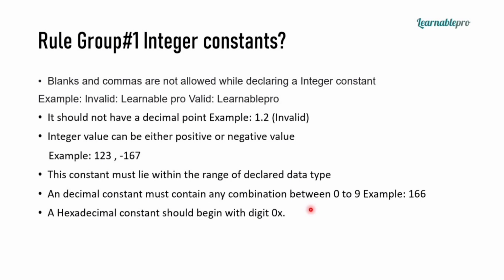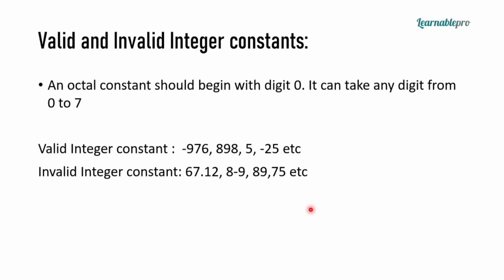Now the final rule, the hexadecimal constant rule, is that a hexadecimal constant should begin with a preceding 0x. This is mandatory. If it does not have the preceding 0x, then it cannot be declared as a hexadecimal constant. In the same way, an octal constant should begin with the digit 0, that is, it should have a preceding 0.